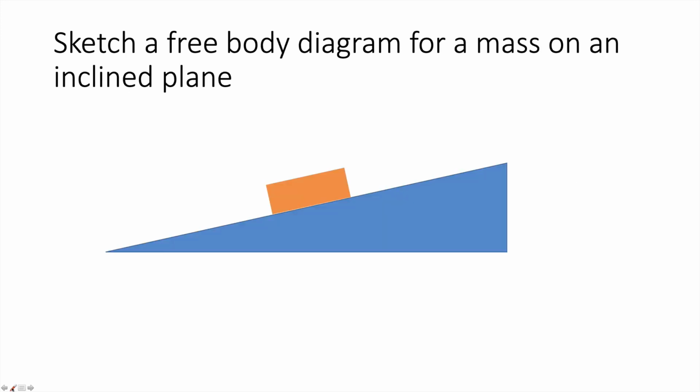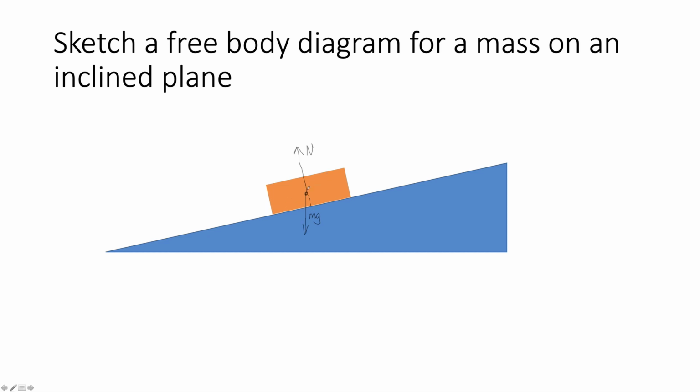So how about the forces acting on the mass on an inclined plane like this one? Well, we've got the weight force pulling it down. Now we've also got a normal force which is perpendicular to the plane. So this is acting up like this, perpendicular to the plane. Now if there is no frictional force, this mass is going to start to slide down the plane.